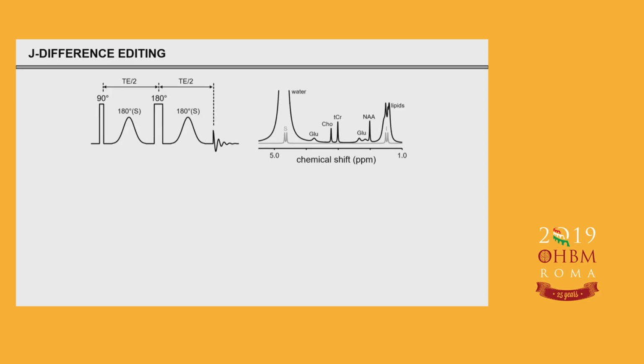So let's have a look at the example. We are interested in the molecule with nuclear spins I and S, but both of those are overlapping with lipids and with water, so they are not detectable. Let's now do our editing experiment.